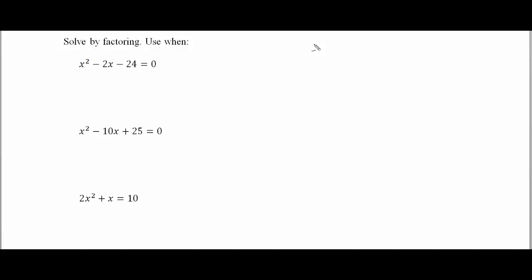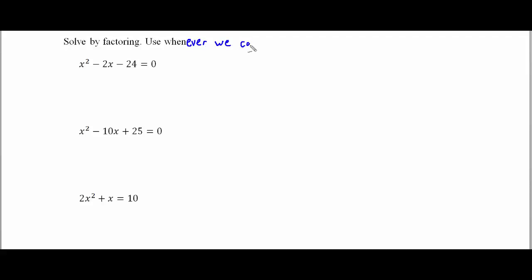Today we're going to learn about quadratic equations and how we can solve them. In fact, this section is going to first start off by saying, like we've learned before, we should try to solve by factoring. We're going to use this whenever we can.